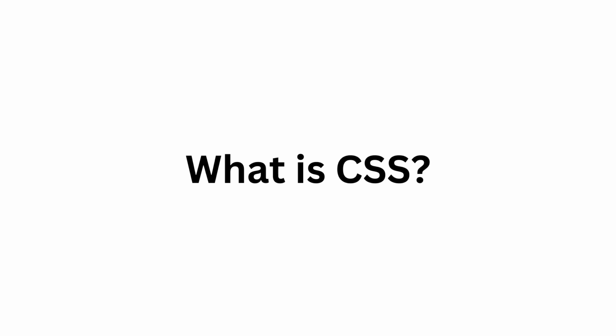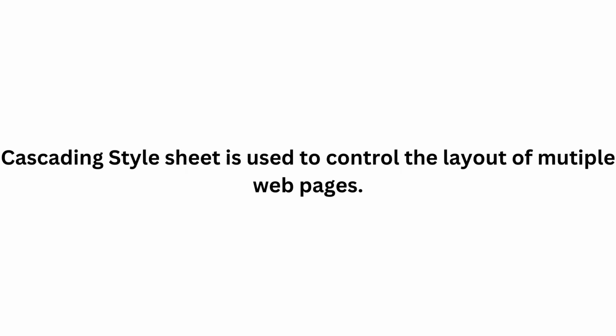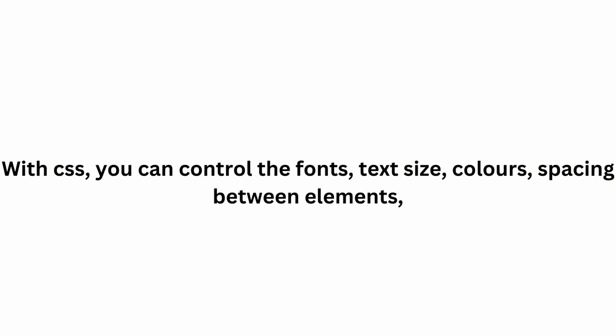CSS. CSS stands for Cascading Style Sheet. What is CSS? What do you think CSS means? CSS is used to control the layout of multiple web pages. You can use it to control the fonts, text size, color, background colors, images.